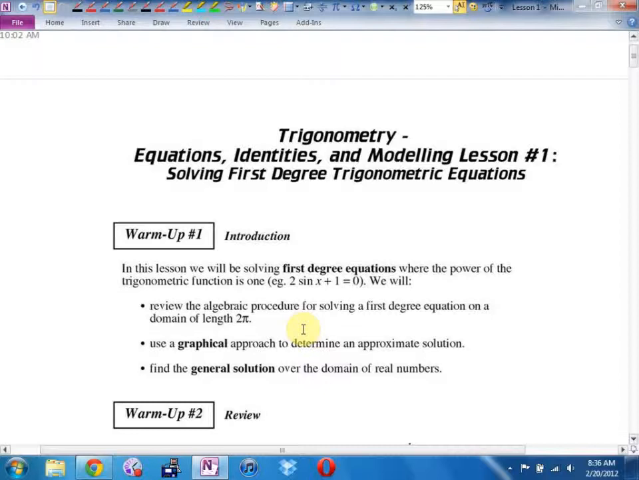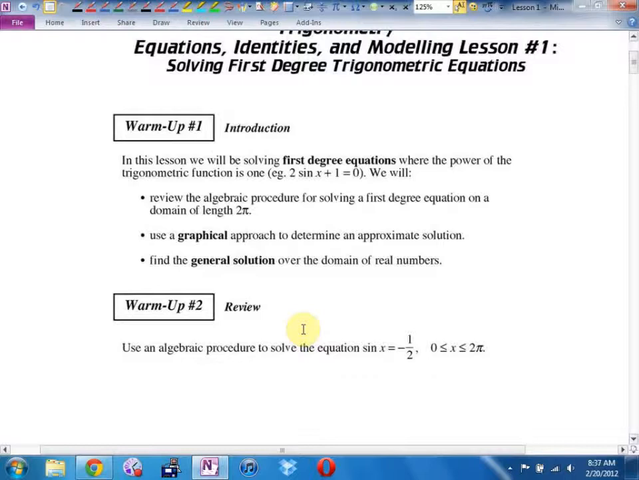This first lesson, Ryan, 90% review with a bit of a twist. So it says this: solving first-degree trig equations. A first-degree trig equation is something like this. Don't write this down. That's a first-degree trig equation. That's a second-degree trig equation. You know what that is, Dominique? A third-degree trig equation. Remember doing degree way back when?